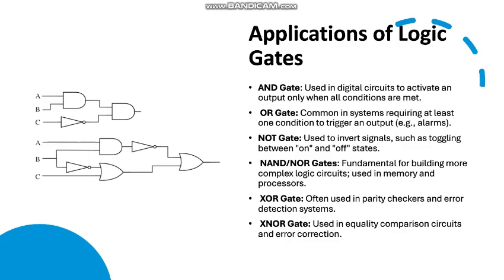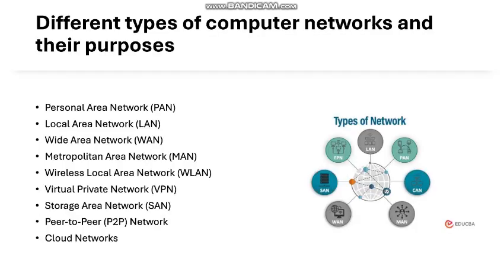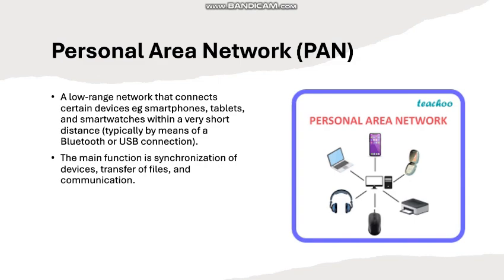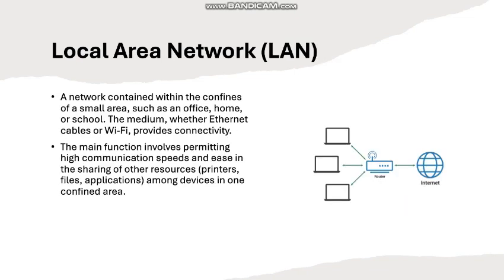Different types of computer networks and their purposes. PAN, personal area network. I have shown some of these, and let's talk about them one by one. Personal area network, we call it simply PAN. A short-range network that connects certain devices, for example smartphones, tablets, and smartwatches within a very short distance, typically by means of Bluetooth or USB connections. The main function is synchronization of devices, transfer of files and communications.